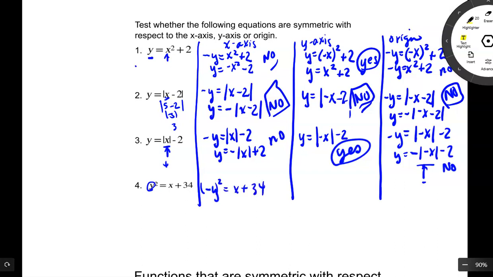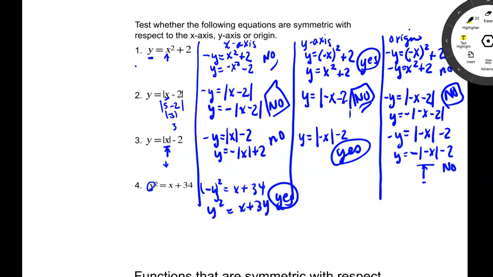And what happens when we square something that has a negative sign in front of it? Those two negatives cancel out. So we're back to y squared. So this is our first one that we've had that's symmetric with respect to the x-axis.